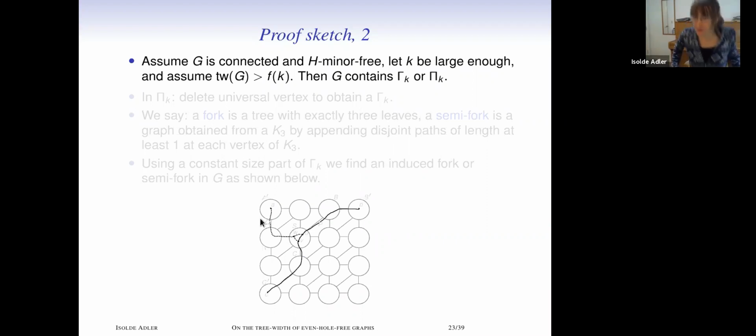Okay, so we use this, and here's a sketch of the proof. We're starting with a graph G that excludes some fixed graph H as a minor. We assume G is connected, which is without loss of generality, because we could treat connected components. And we assume K is very large, large enough to make the proof work. We also assume the treewidth of G is larger than f of K, because if it's not, we're good. Then we know by the previous theorem that G has to contain gamma K or pi K as a contraction. Now, if it contains a pi K, remember with that additional universal vertex, we just delete the universal vertex to obtain a gamma K. So we can just work in gamma K. Deleting is fine for us because we are after induced subgraphs.